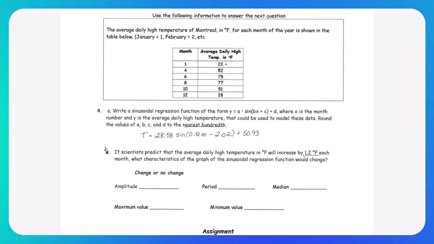So let's think about what that's saying. That means everything in the second column right here, the average daily temperature, we're going to add 1.2 to every single one of those things. 22 plus 1.2, all of these all the way down. So let's think what that's going to do to our graph.